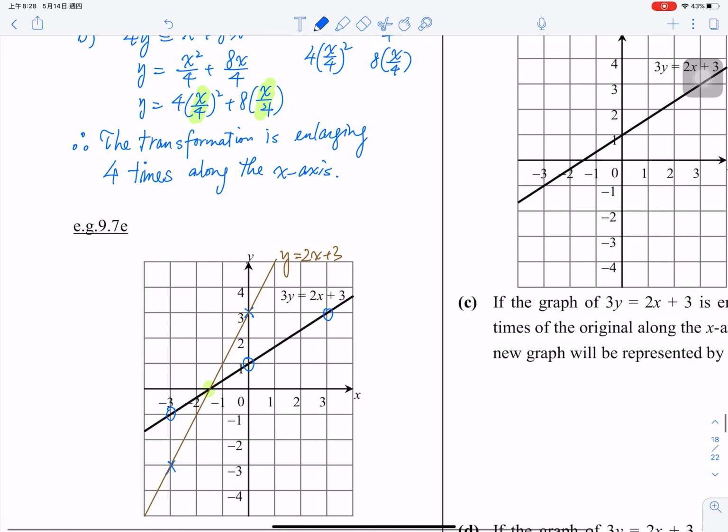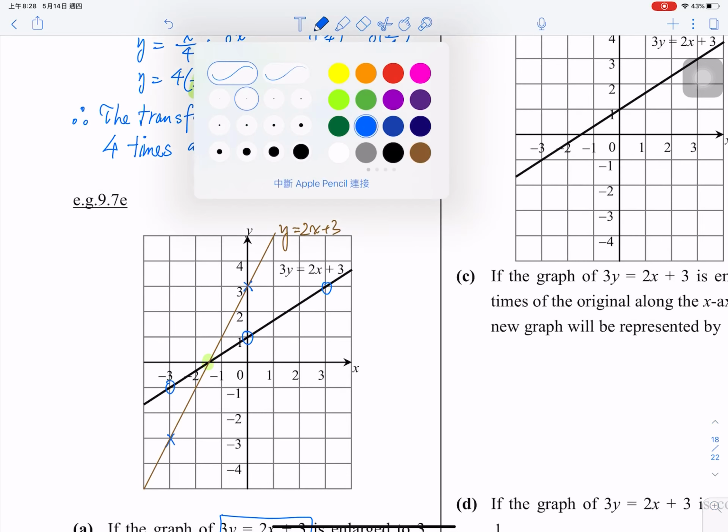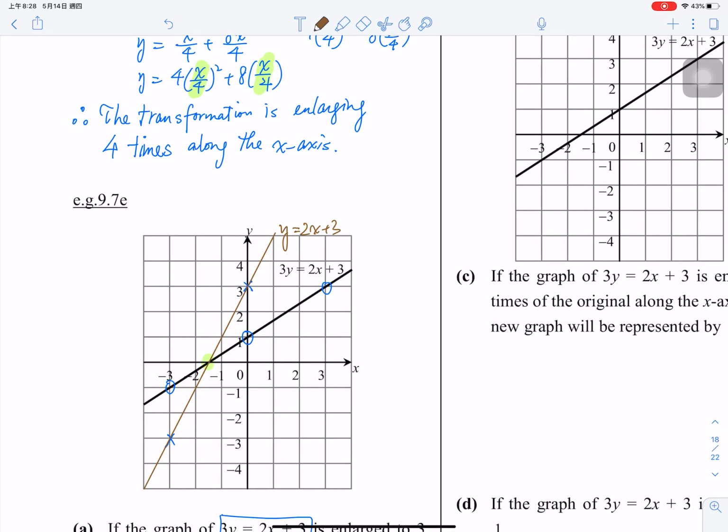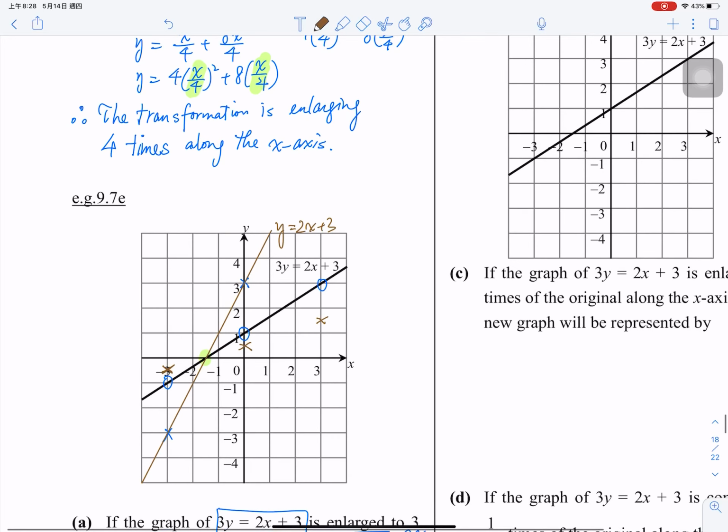Okay, so how does it change? Again, pick several points, then you can get it. For example, this one becomes here. This point, just take contract half times. This one, contract half times. This point also contract half times. That means it becomes this. So not easy to draw this one actually. Try.